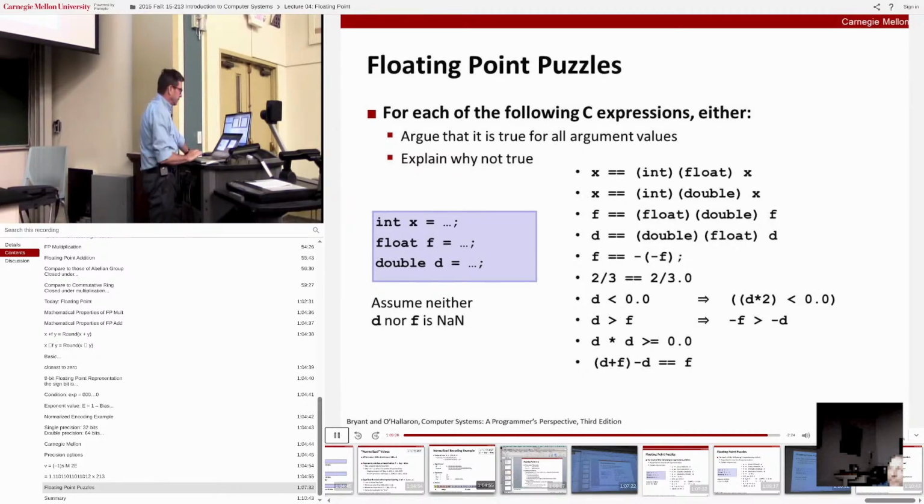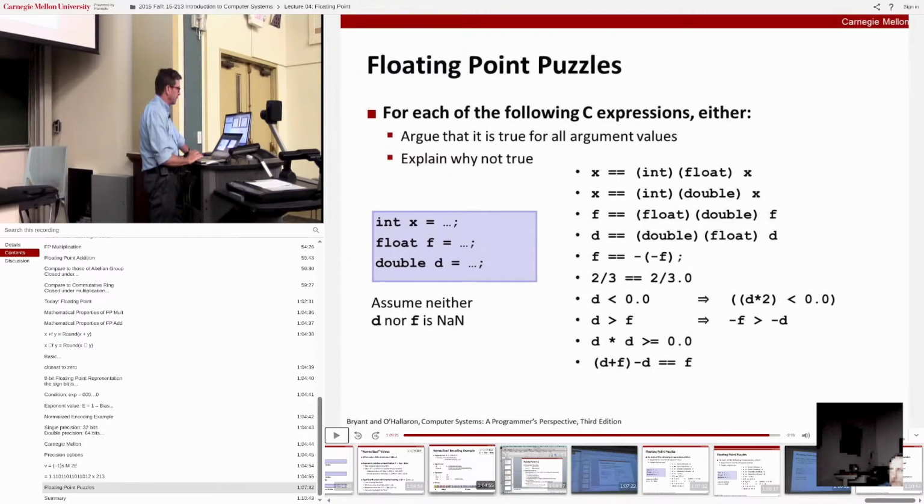Yep. And then you get 2 divided by 3 is equal to 2 divided by 3, no, because integer division versus floating point division, I'm guessing, because one of the operands on the right-hand side is float. Okay, how about 2 over 3 equal 2 over 3.0? No, because 2 over 3 is 0. Okay. And 2 over 3.0 is a floating point value, the floating point representation of 2/3.